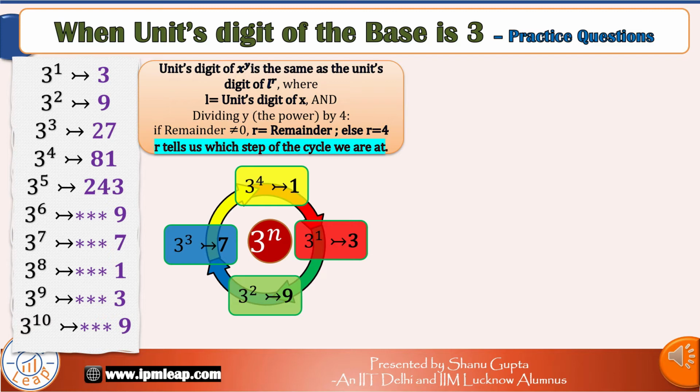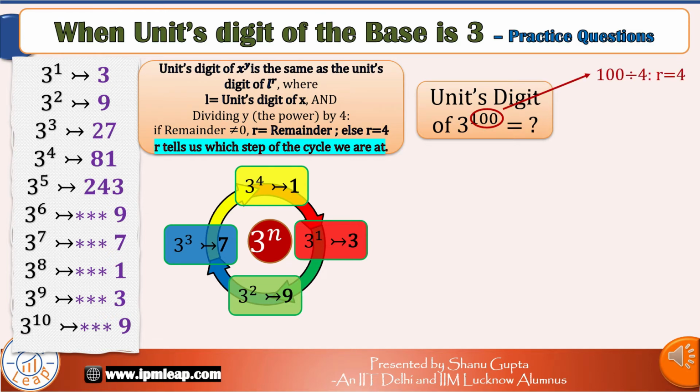Let's try out some questions now. Find the units digit of 3 raised power of 100. The power 100 is clearly divisible by 4. So we are at the fourth step of the cycle. Units digit will be the same as that of 3 raised power 4, which is 81. So our answer is 1.